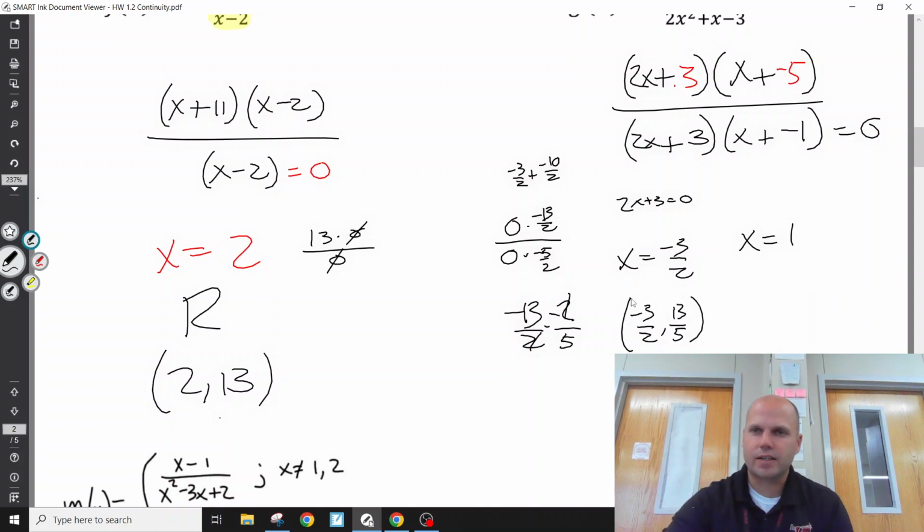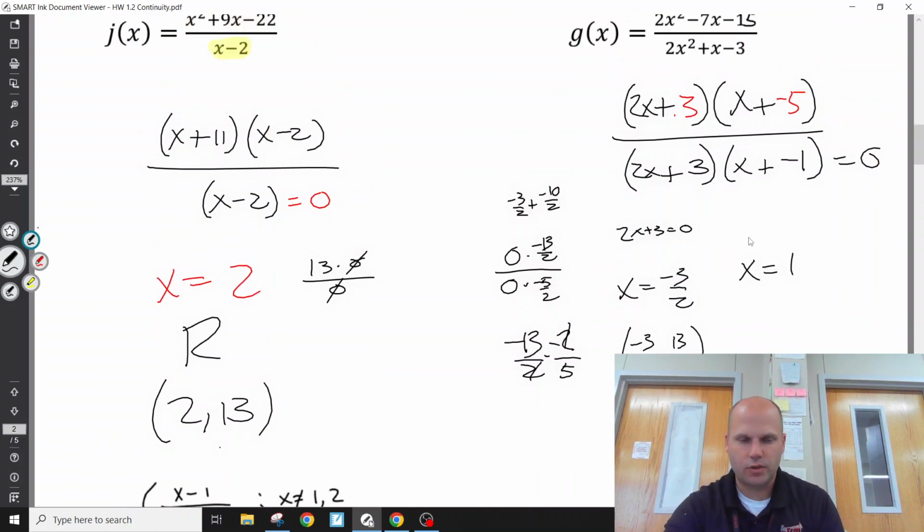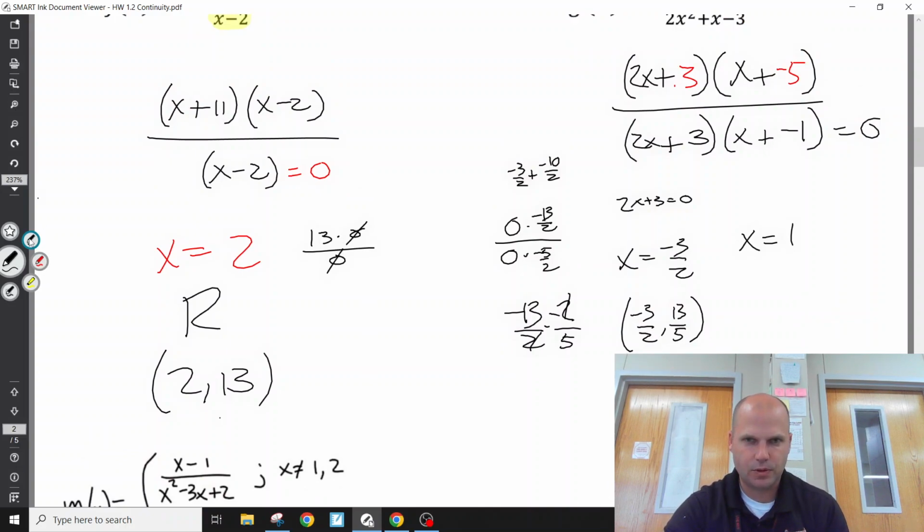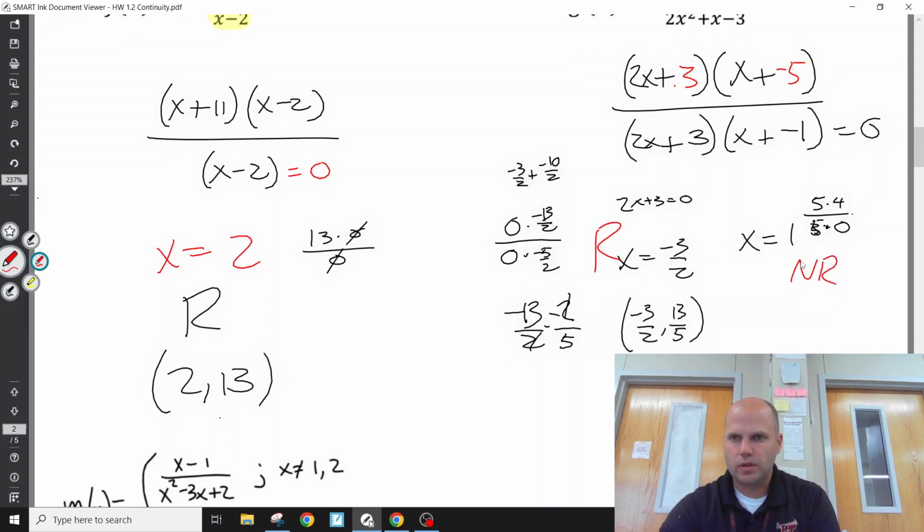Good arithmetic practice, but probably not something you're doing on your quiz. Probably keeping it simple on your quiz. If I plug in 1, I'd get 5 times 0. The zeros won't cancel. So again, this is a removable discontinuity, this is a hole location. This is a non-removable, infinite discontinuity.